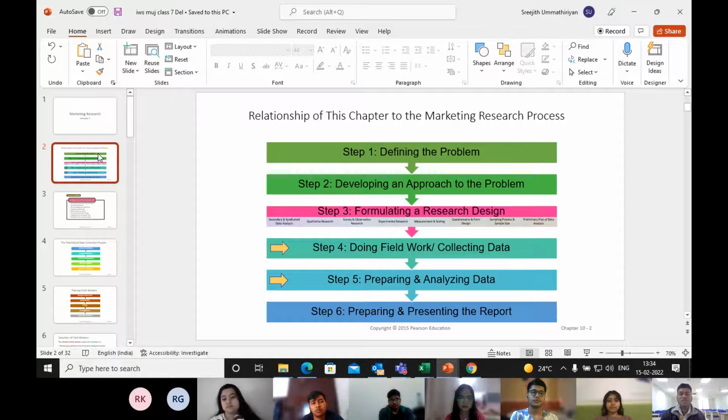So far we've gone through defining the problem, developing an approach to the problem, formulating a research design. In this session, we are going to look at doing the fieldwork. Because you're going to be doing the fieldwork, there isn't much to talk about. However, there are some basic concerns when you actually go out on the field and do it.